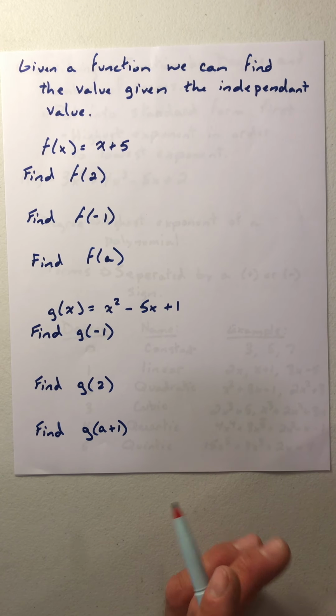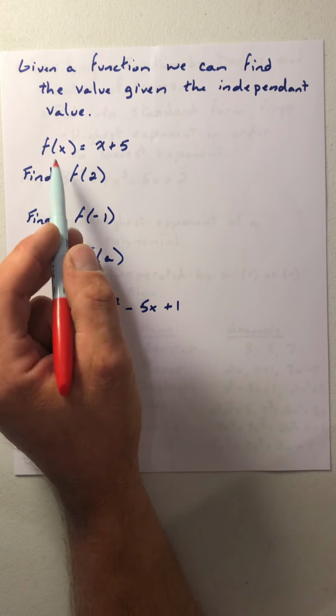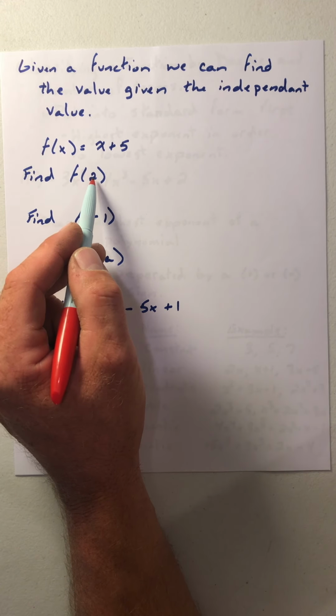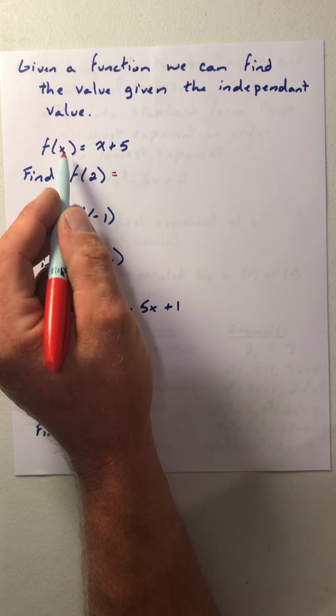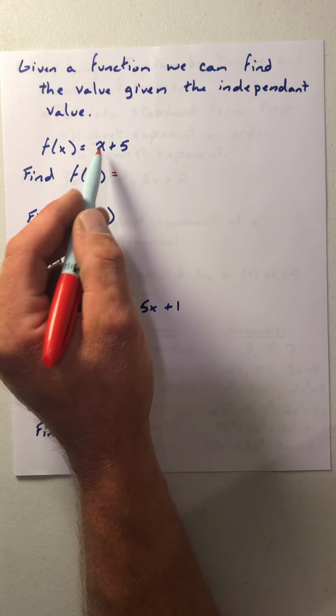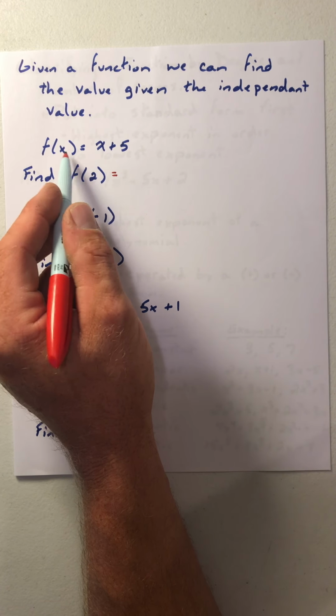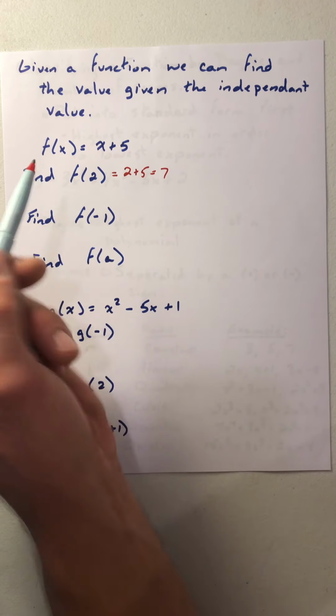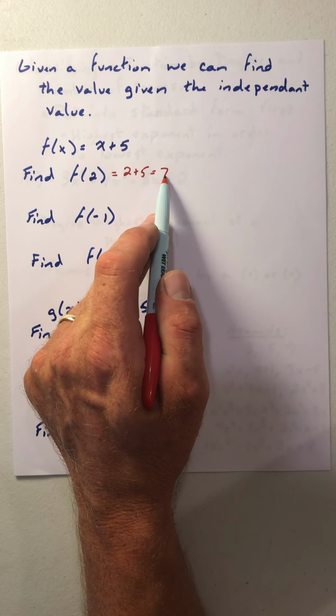So function notation, what is that going to look like? So if I give you an independent value, an x value, can you come up with the dependent value or the y value? So what does it mean? Well, we're going to give you a function, f of x equals x plus 5. Then it's going to ask you to find f of 2. Well, f of 2, notice we replace this x, excuse me, with a 2. So that's what we're going to do over on the right side as well. We're going to replace that x with a 2. So 2 plus 5 gives us 7. So f of 2 is 7.